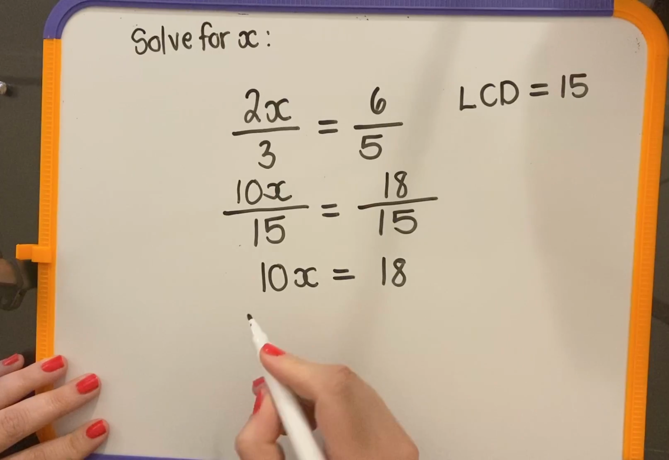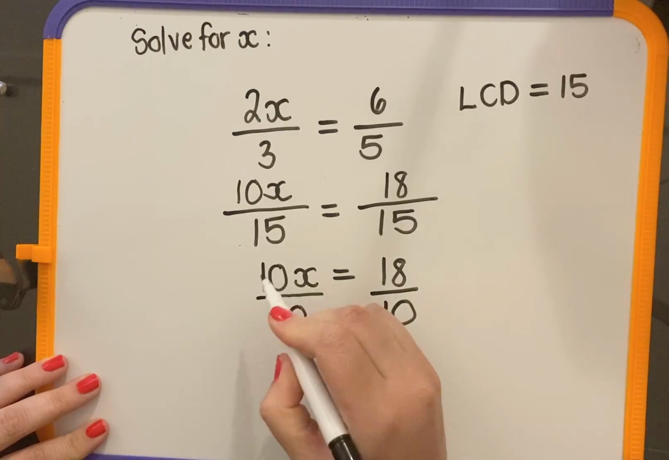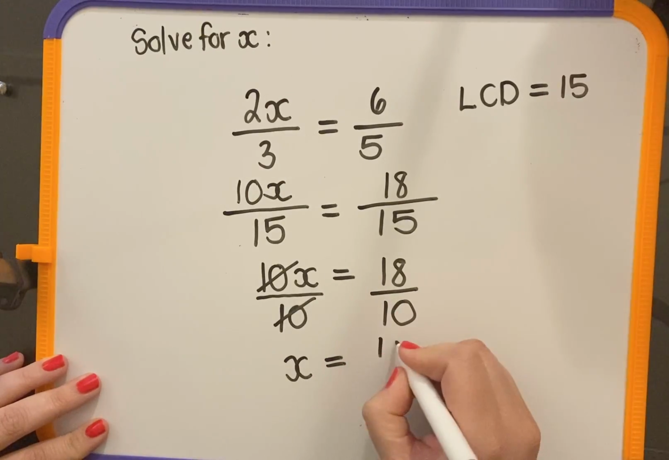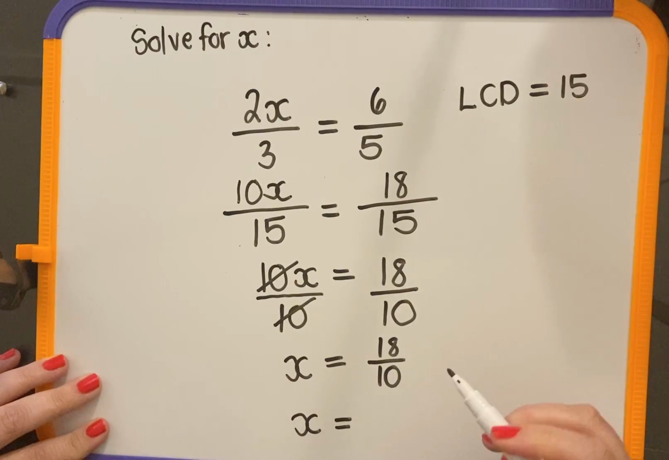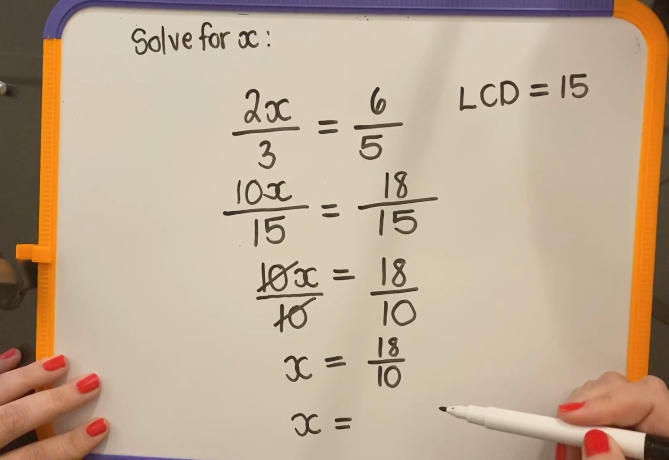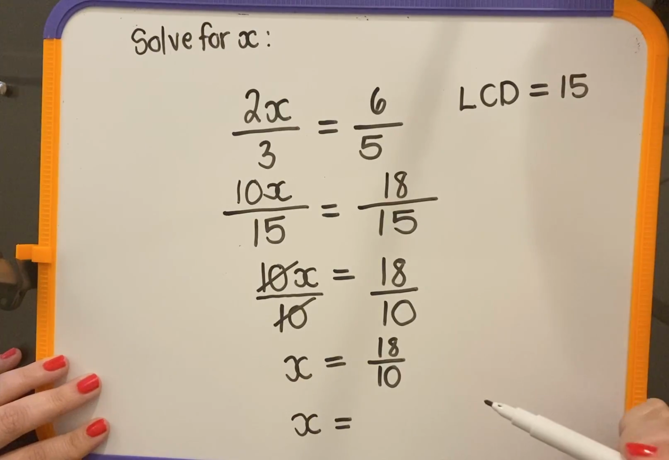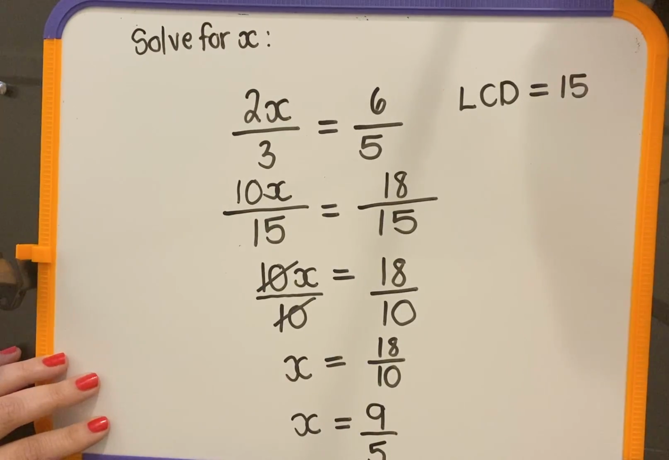10 is multiplied by x. To undo multiplication, we use division. My 10s divide by each other, so I'm left with the 1x. And I now have 18 divided by 10. Now, can this fraction be simplified? It can. What goes into both 18 and 10? 2 goes into 18 and 10. So if you are able to, please simplify the fraction. If you are not able to, then write your answer as an improper fraction. We prefer to see an improper fraction as opposed to a mixed number. So I simplify the fraction and I get 9 over 5.